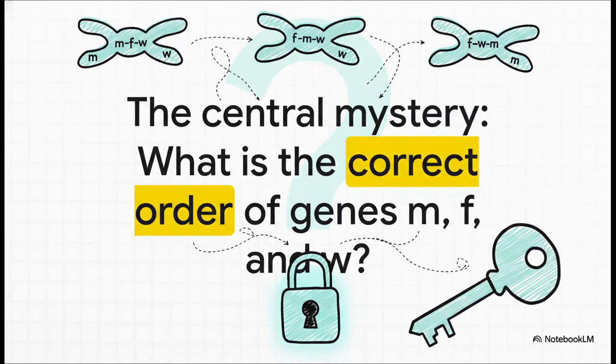So this is the whole point of our investigation. The central mystery is this: what is the correct order of these genes? We just don't know if the real order on the chromosome is MFW, or maybe FMW, or even FWM. Our entire investigation is focused on solving this one big mystery, because finding the gene that sits in the middle, well, that's the key that unlocks absolutely everything else.